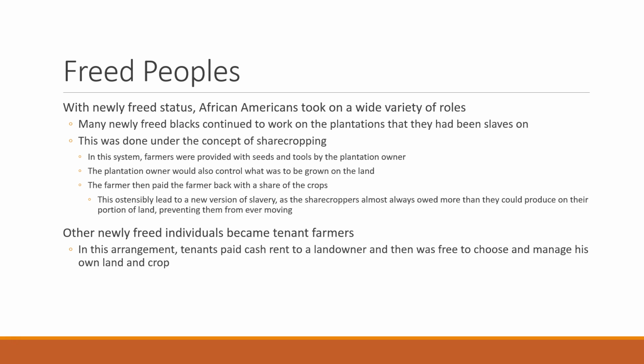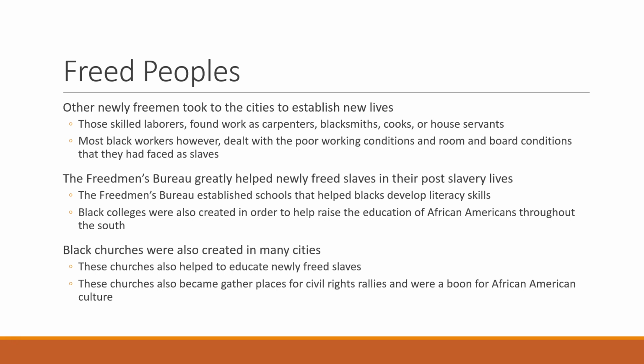Other newly freed individuals became tenant farmers, and this was a lot rarer. Tenants paid cash to rent from a landowner, and then were free to choose and manage their own land and crop. But you had to have money to establish that rent in the first place. And as we know, most newly freed slaves weren't making any money at all as slaves, so setting up a system where you could pay rent on land was just not feasible.